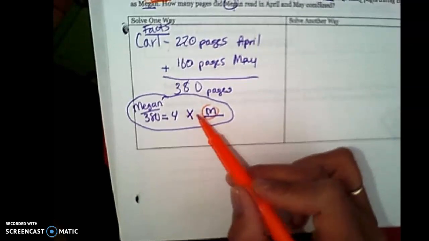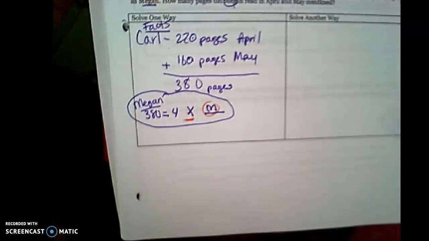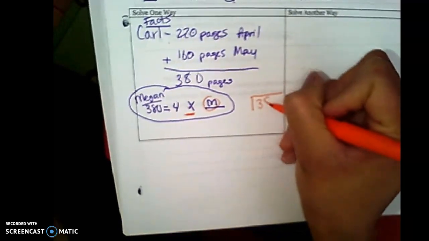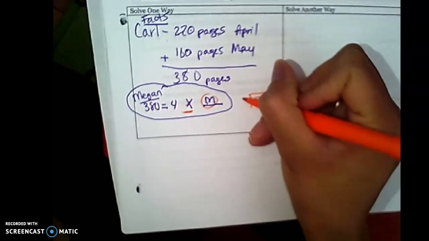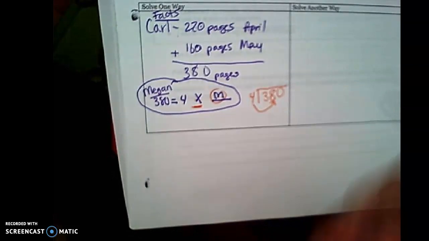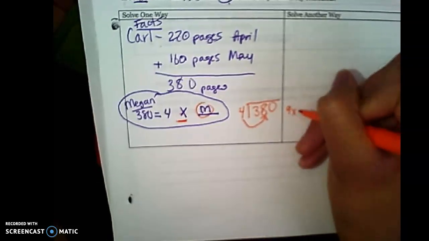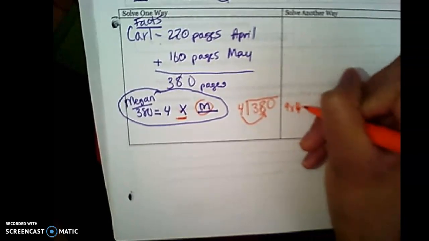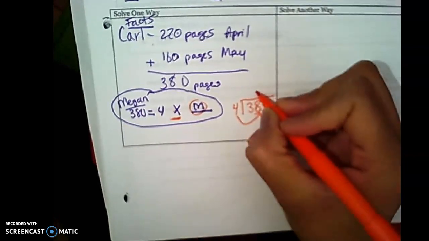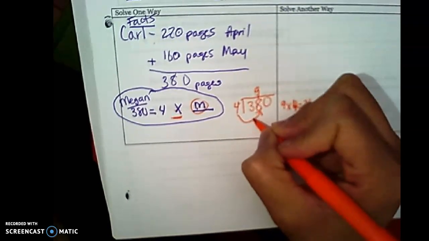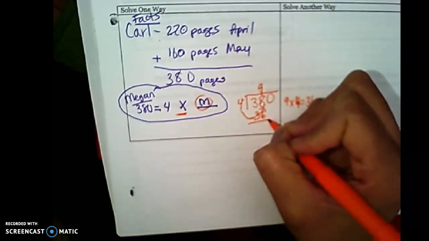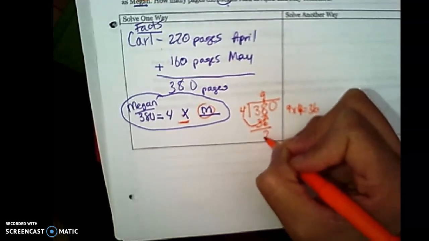So I'm going to do the inverse of multiplication, the opposite, which means division. So I'm going to divide to find the missing number there, okay? How many groups of 4 can I make if I have 38? I know that 9 times 4 is equal to 36. So I'm going to go ahead and put 9 up here. 4 times 9 is 36. Subtract that, 38 minus 36. I'm going to get a remainder of 2.